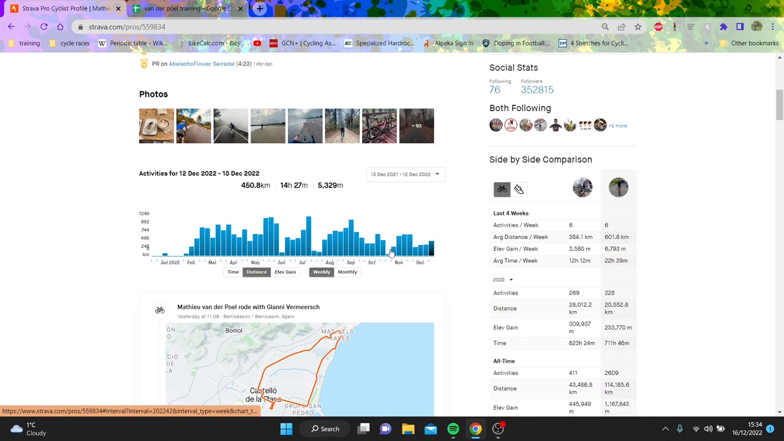You can see he didn't really have much time off, to be honest, after October. But he had a pretty easy week and then got into training here and did a solid 3 weeks into his first cross race. And what we're going to do is have a look at what sort of intervals he was doing and how he structures his training.